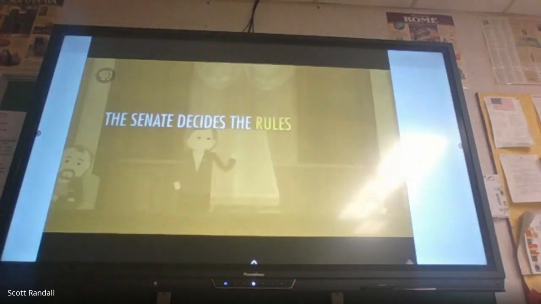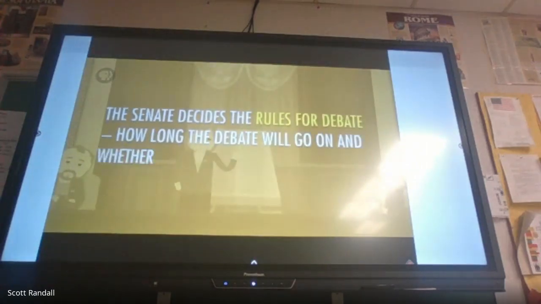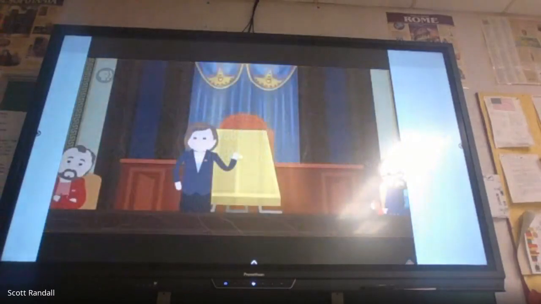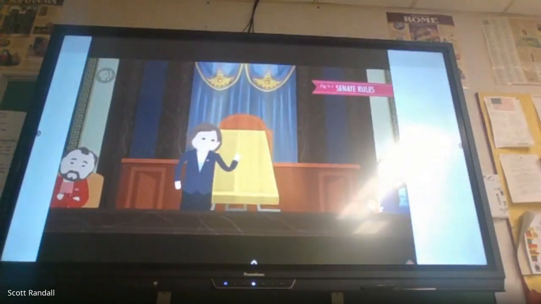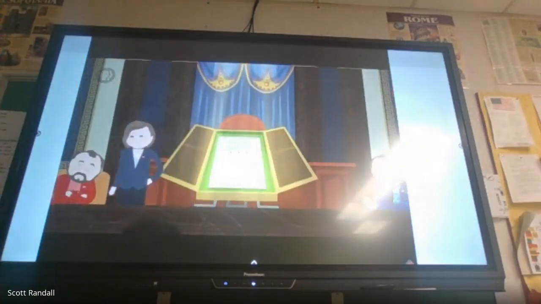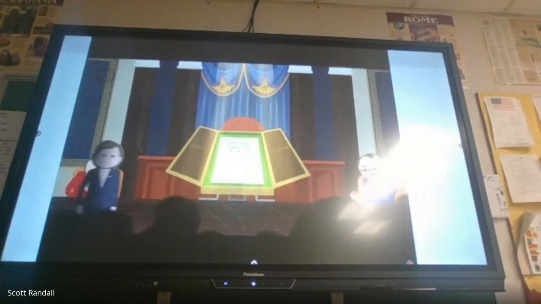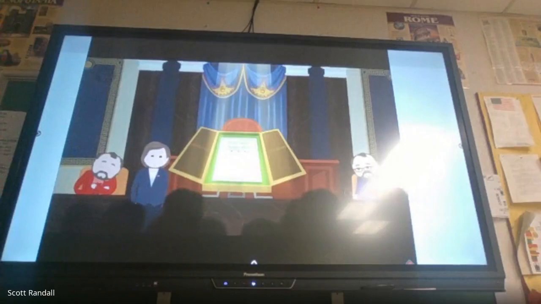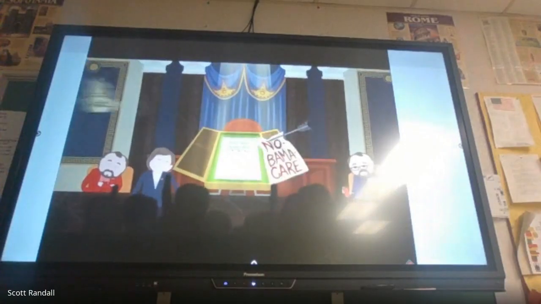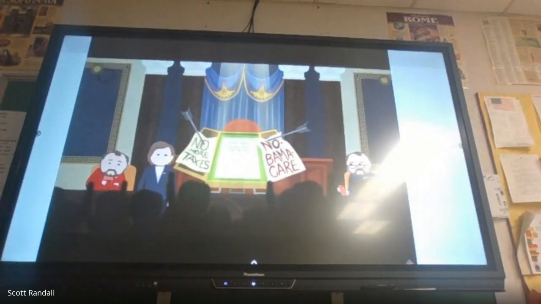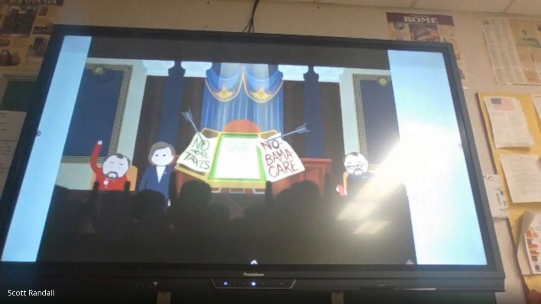The Senate decides the rules for debate, how long the debate will go on, and whether or not there will be amendments. An open rule allows for amendments, and a closed rule does not. Open rules make it much less likely for bills to pass because opponents of the bill can add clauses that will make it hard for the bill's proponents to vote for. If opponents of our helicopter name bill were to add a clause repealing the Affordable Care Act or something, some supporters of the bill probably wouldn't vote for it. If a bill wins the majority of votes in the Senate, it moves on to the House.